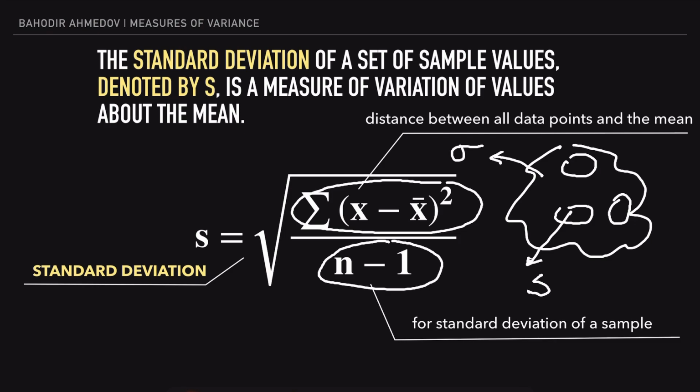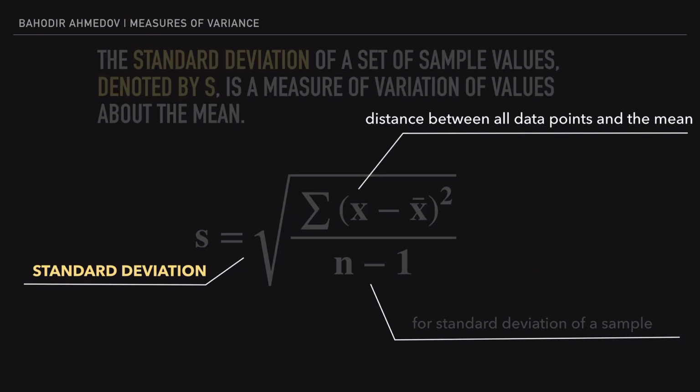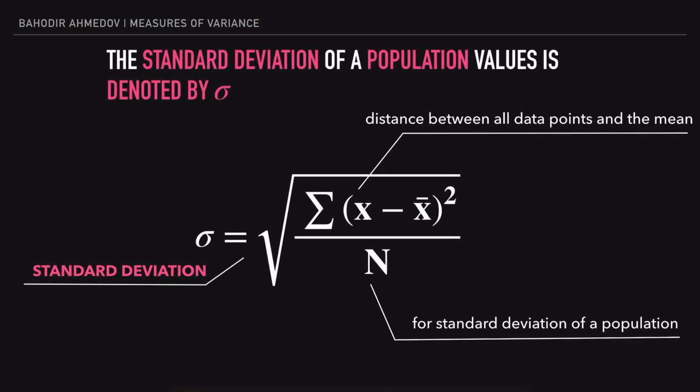And the reason is by dividing this by the smaller number, we would like to make this artificially bigger so that it is going to be closer to the standard deviation of a population. So this is how we are going to calculate the standard deviation of a population. Instead of n minus 1, we're going to divide this by n.